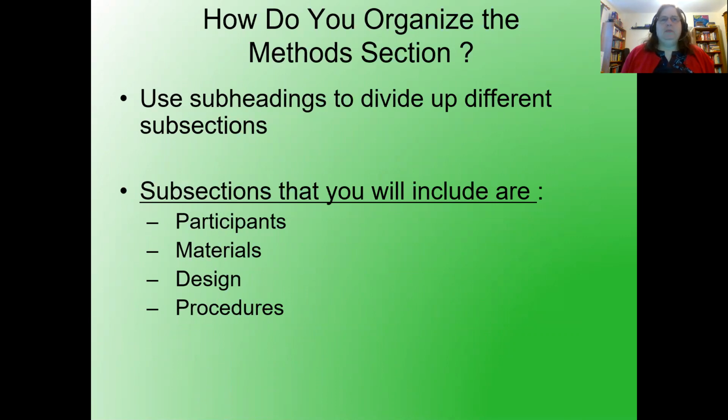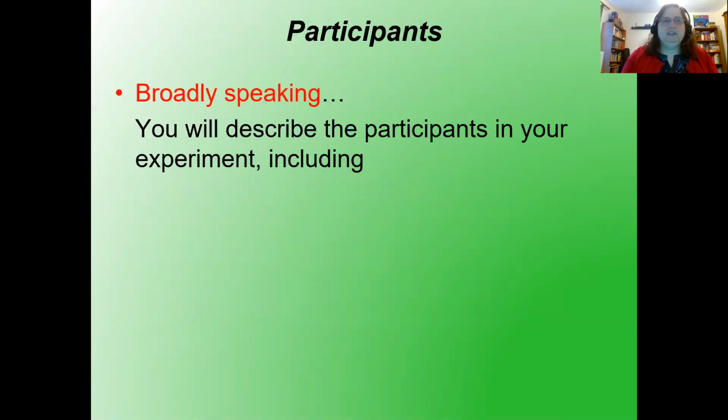So how do you organize the method section? Well, you use subheadings to divide up different subsections. And the subsections that you will include are participants, materials, design, and procedures. Some people also have a statistical analysis section that is included within the methods. We're not going to do that here, but I just want you to be aware that some articles, some journals actually do that. So participants, let's start there.